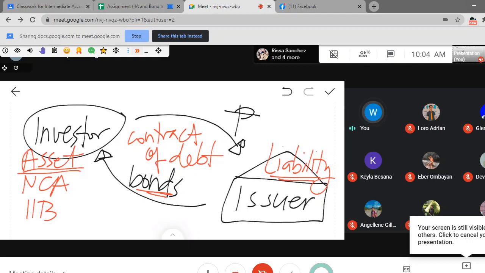Okay, investment in bonds. And in this contract of debt, simply the issuer is the debtor, ang naiutang, and the investor is the creditor, ang nagpautang. So, this is the concept of investment in bonds. So, how do we earn profit in such investment?